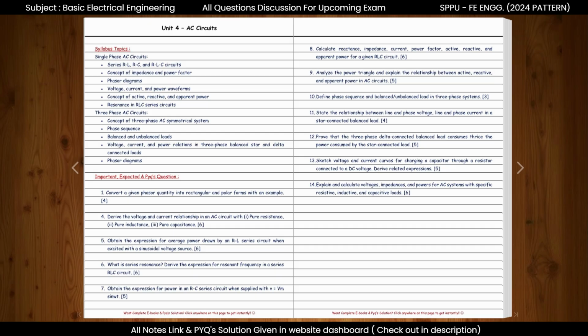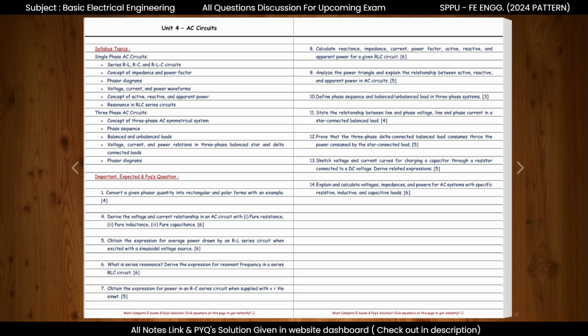Alright, let's move on to our next important topic. Explain and calculate voltages, impedances, and powers for AC systems with specific resistive, inductive, and capacitive loads. In AC systems, we calculate the voltage, impedance, and power by using the relationships of Ohm's law and the power formulas discussed earlier. Each type of load affects the current and phase angle differently, so we must carefully use the appropriate formulas to find the total values.